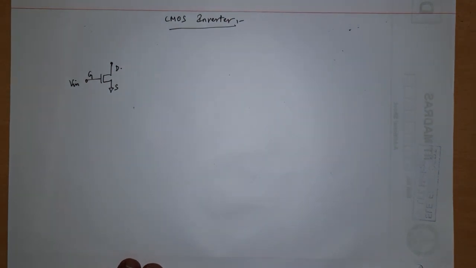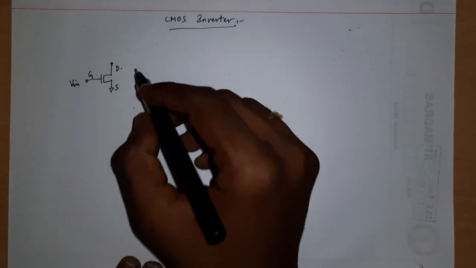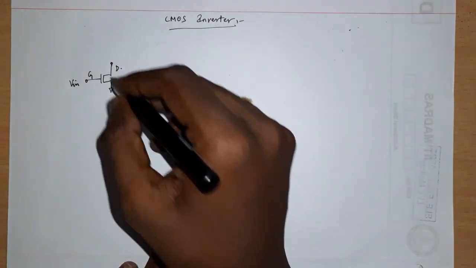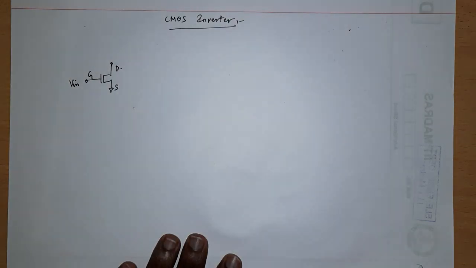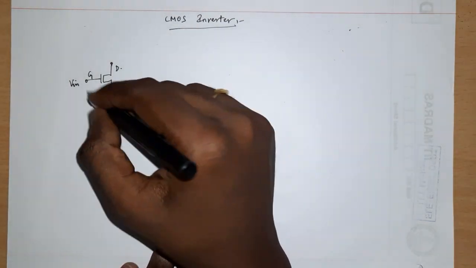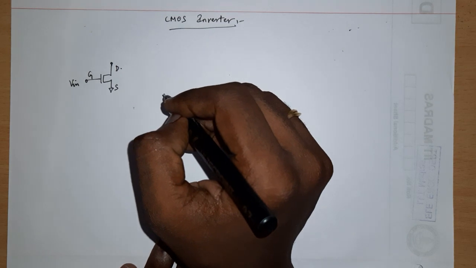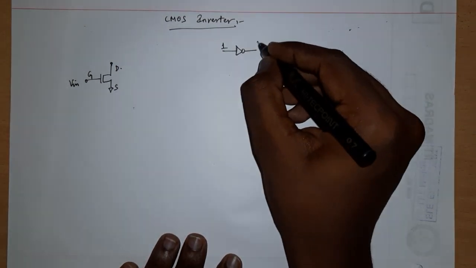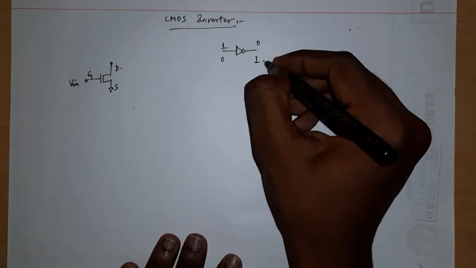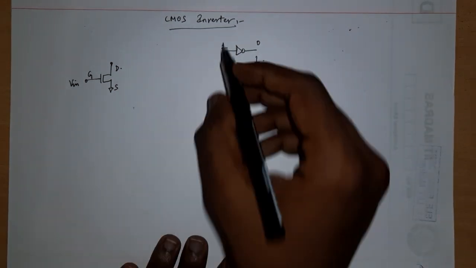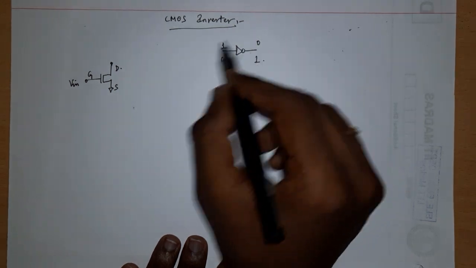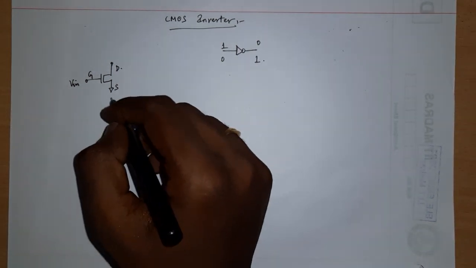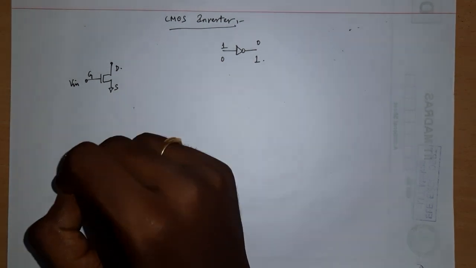Okay, so what happens, suppose you want this to operate as an inverter, say. Meaning I know what is an inverter. If I give 1, I should get 0. If I give 0, I should get 1. So I will now think in terms of voltage levels. If I give high voltage, then I should get low voltage at the output, and if I give low voltage, I should get high voltage at the output.